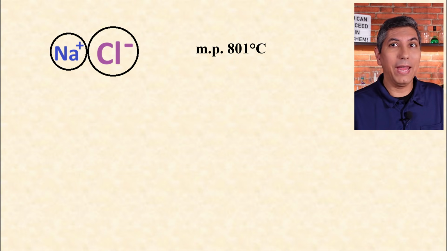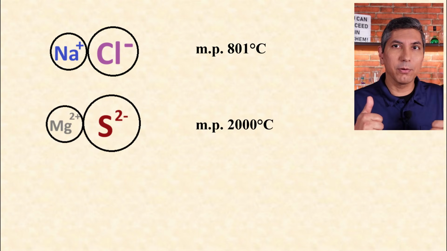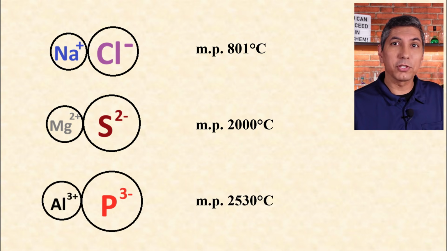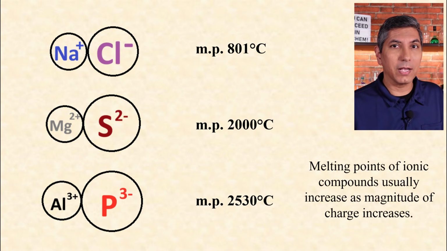The ionic compound sodium chloride has a melting point of 801 degrees Celsius. Magnesium sulfide has a much higher melting point. That's because the two ions have a greater magnitude of charge. A +2 and -2 ion pair will have a much stronger attraction than a +1 and -1 pair. In the case of aluminum phosphide, there's a +3 and -3 ion pair, and notice that its melting point is even higher. The melting points of ionic compounds usually increase as the magnitude of their ionic charge increases.